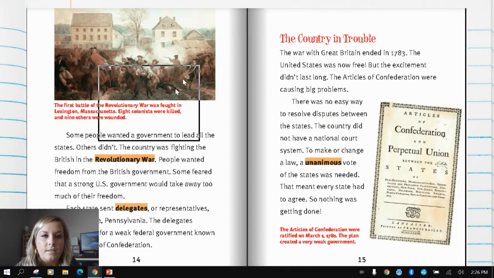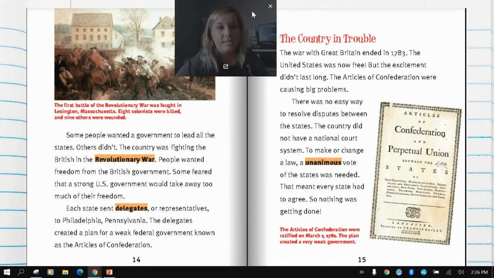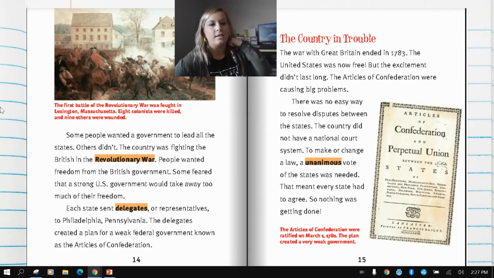Some people wanted a government to lead all the states, others didn't. The country was fighting the British in the Revolutionary War. People wanted freedom from the British government. Some feared that a strong U.S. government would take away too much of their freedom. Each state sent delegates or representatives to Philadelphia, Pennsylvania. The delegates created a plan for a weak federal government known as the Articles of Confederation.